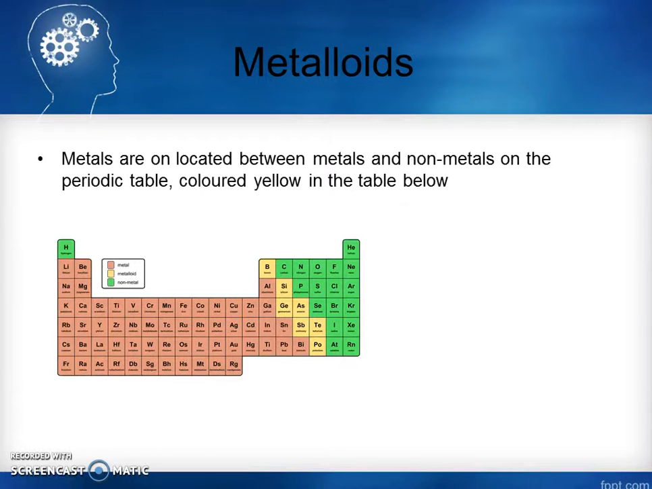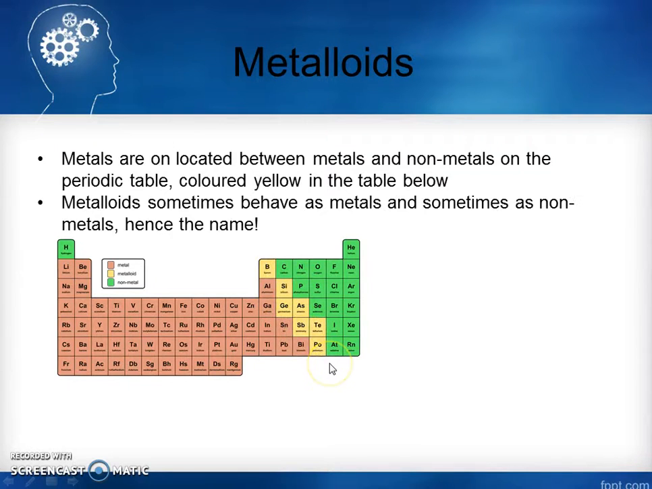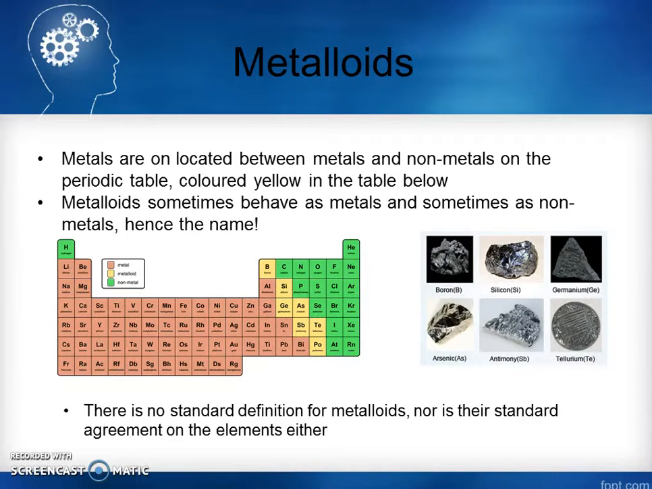Okay, metalloids. Metalloids are located between the metals and the nonmetals, so they're colored yellow here. Metalloids sometimes behave as metals and sometimes as nonmetals, hence the name. Now, the interesting thing about metalloids is there's really no standard definition because they behave kind of as both. And to be quite honest, there really isn't a standard agreement on the elements either. So for the purpose of this class, we've chosen this little strip right here, which is the most consistent of the metalloid conclusions out there.